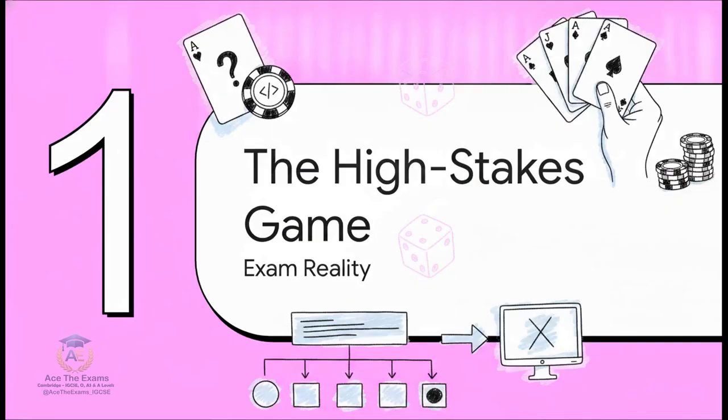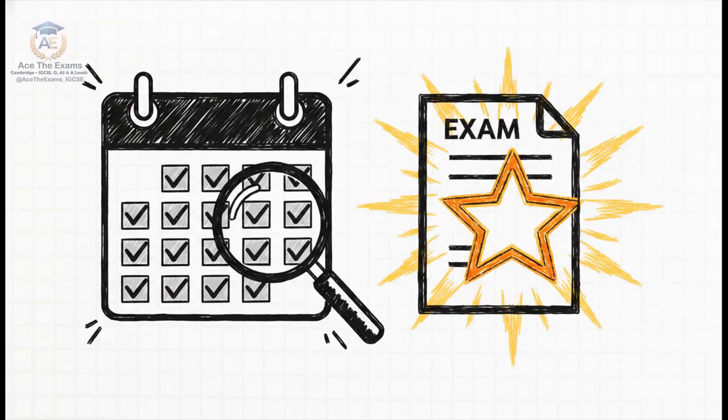Section 1. The high-stakes game. Let's look at why this specific topic is so unavoidable. The absolute, unavoidable reality of the 9618 syllabus is this. Designing appropriate classes in object-oriented programming appears in every single examination series. Let that sink in. You cannot avoid it. You cannot skip it, and just hope the examiner decides to focus on something else this year. It is going to be there.